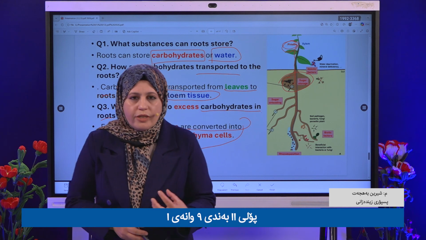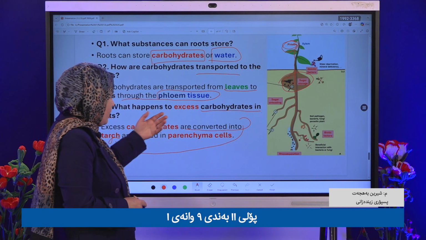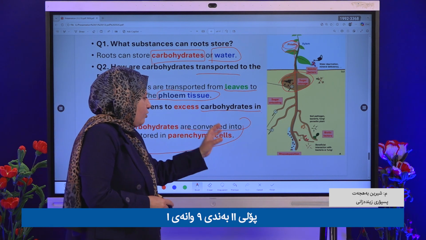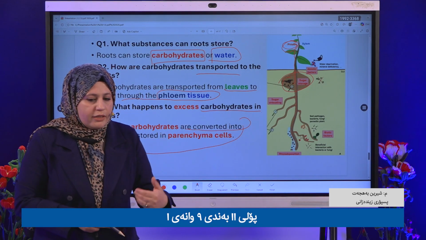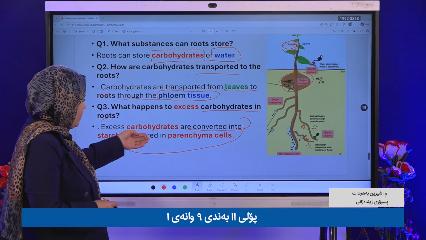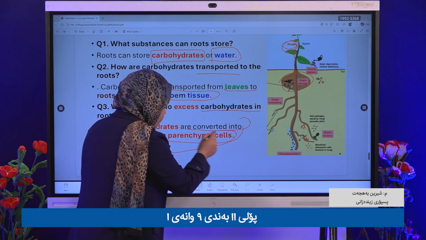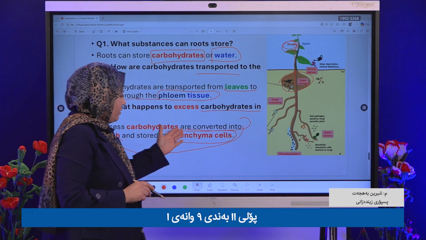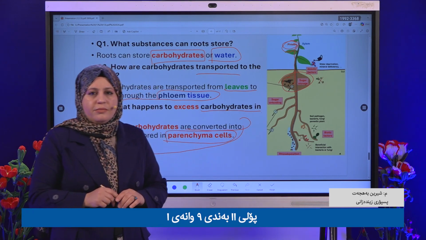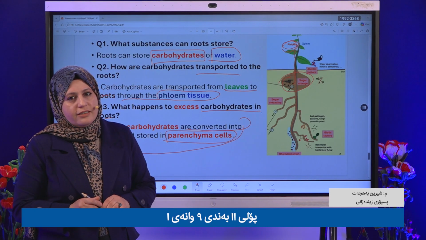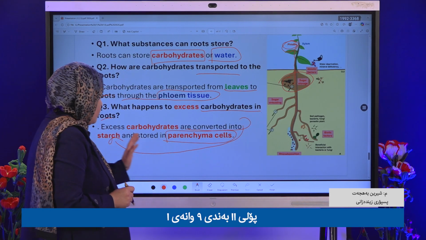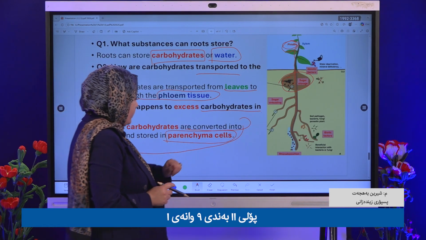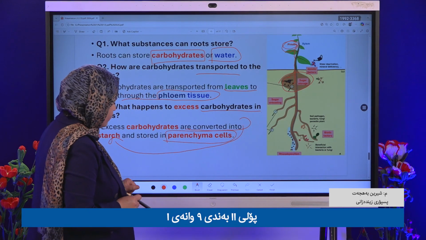Okay. So roots store carbohydrate. Which kind of carbohydrate? The extra or excess, which is converted into what? Starch, and stored in which part of the cell? In which part? Parenchyma cell. Parenchyma cell. Get it? Stored in parenchyma cells. Okay.